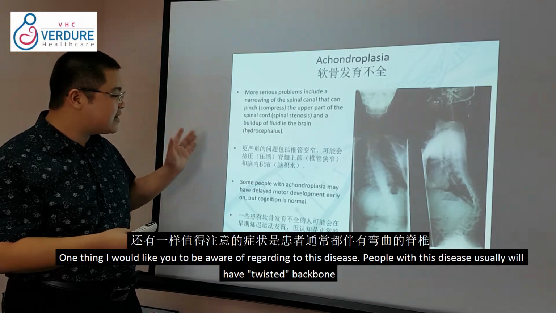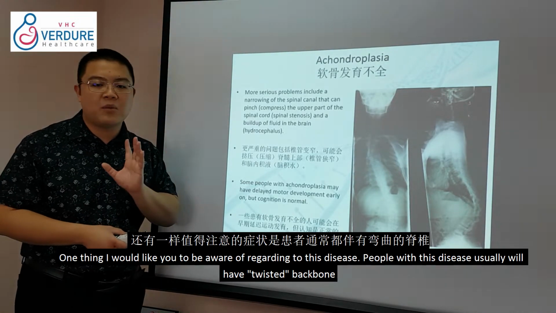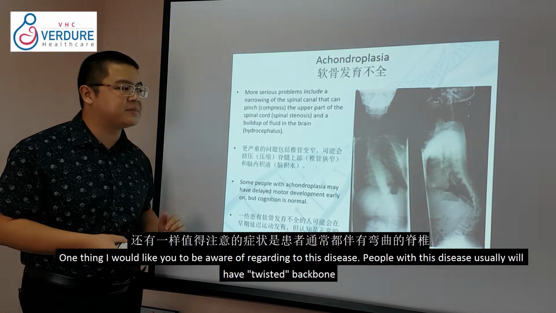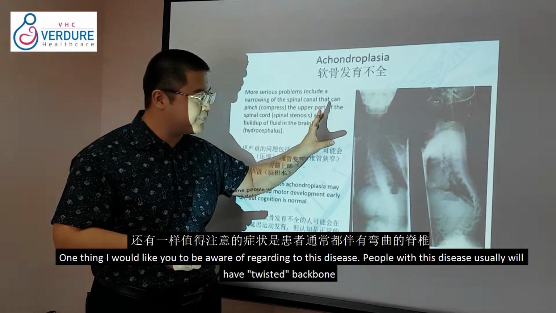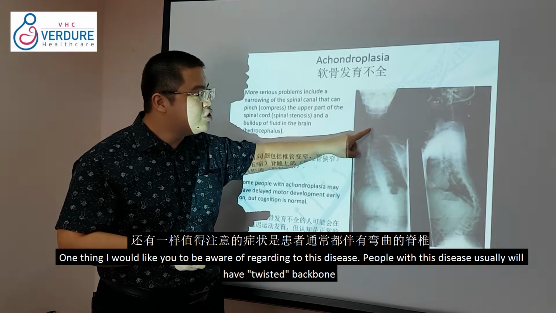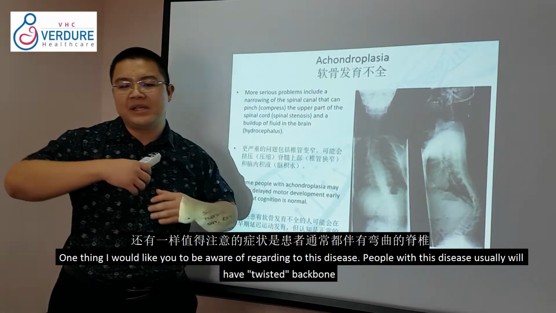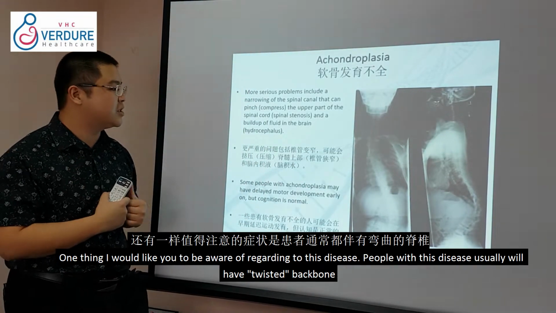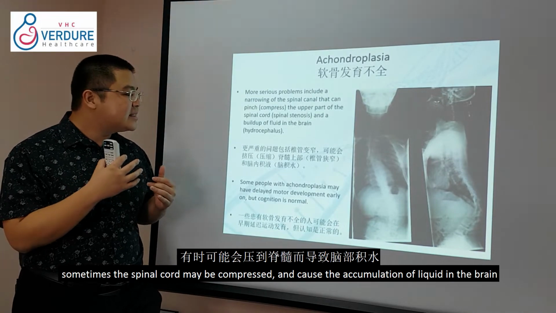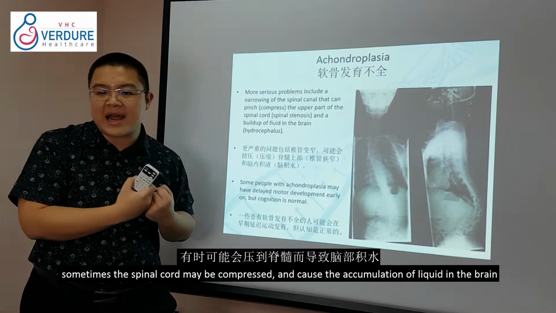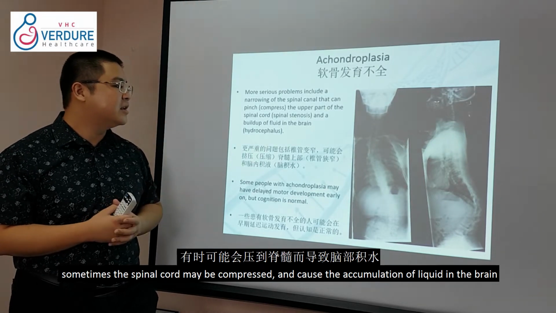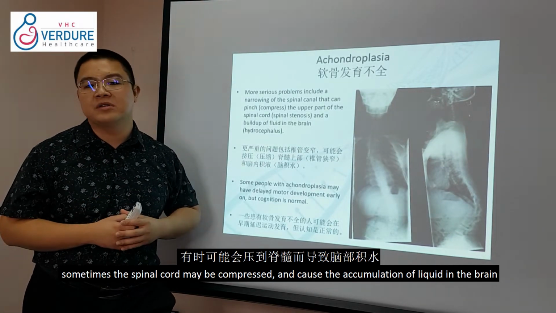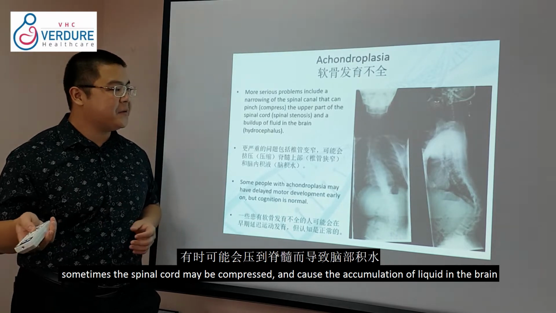Right, there's one thing I want you to be aware of regarding this particular disease: people with this kind of problem usually have a twisted backbone. Put in layman's terms, it will be twisted and sometimes even compress the spinal cord and cause the brain to have a build-up of fluid in there.